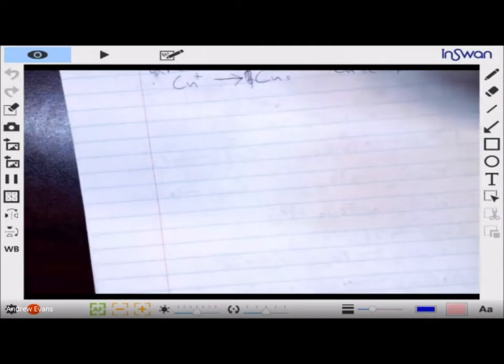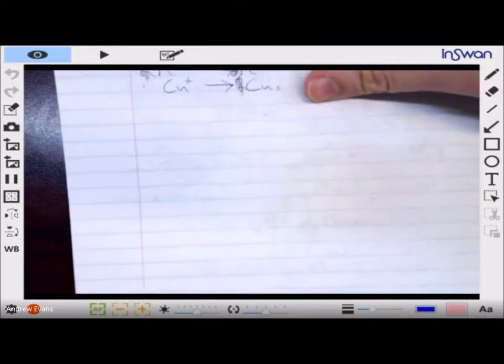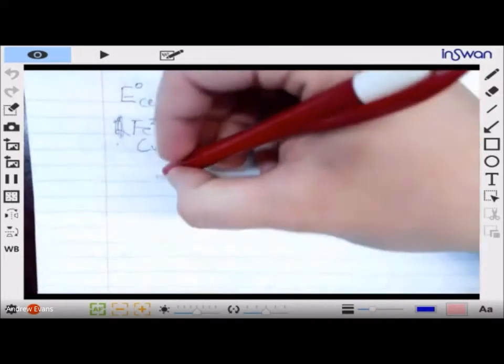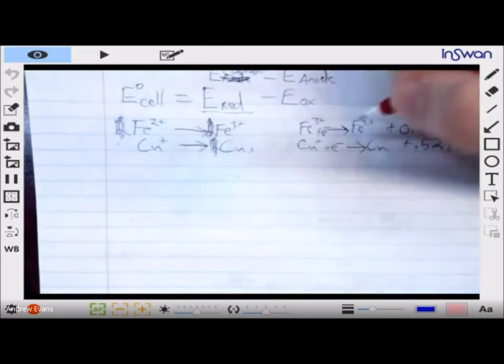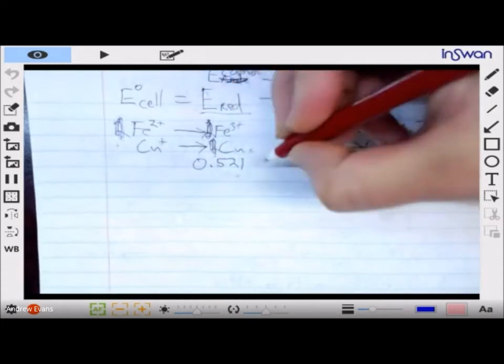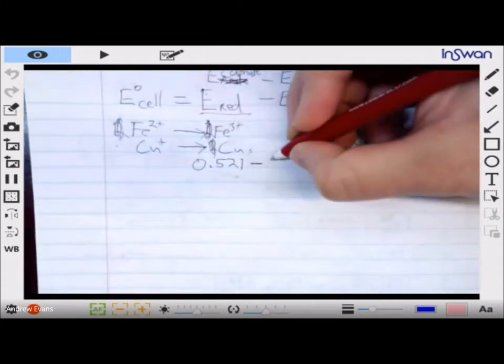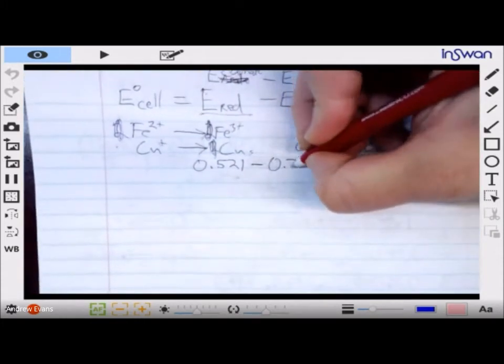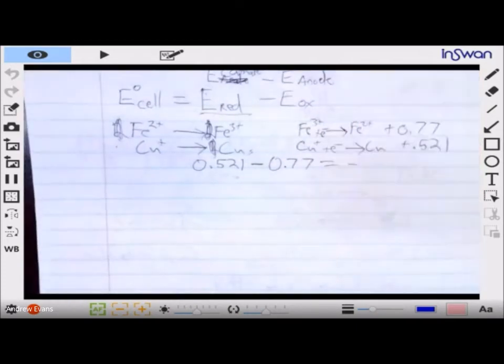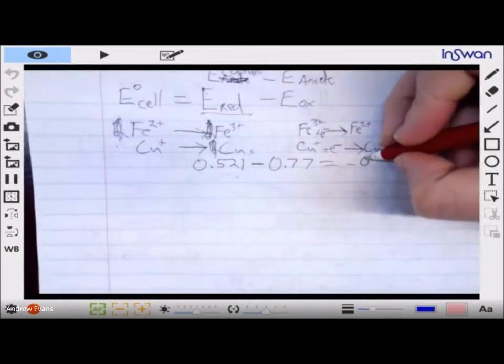So typically, a spontaneous reaction would have a positive Ecell. However, if you're given a reaction and told how it's supposed to go, you must always solve for the value of what you're actually measuring. So in this case, it'd be 0.521 minus 0.77, and that gives us a negative voltage: negative 0.249 volts.